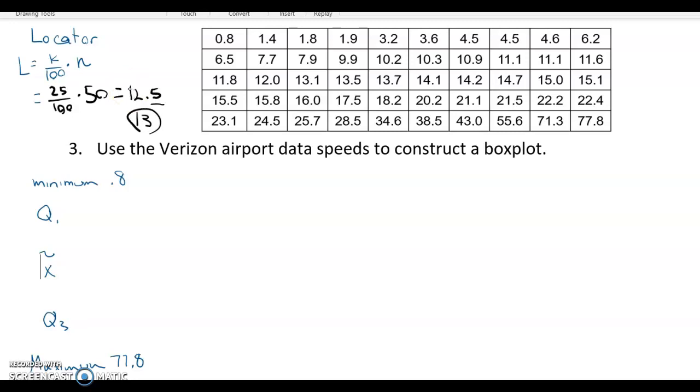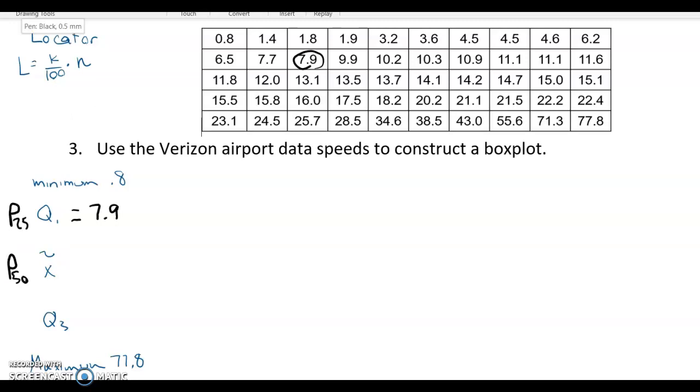So we have 10, 11, 12, 13. The first quartile is 7.9. The median is the 50th percentile, P50. So we'll have 50 over 100 times 50.